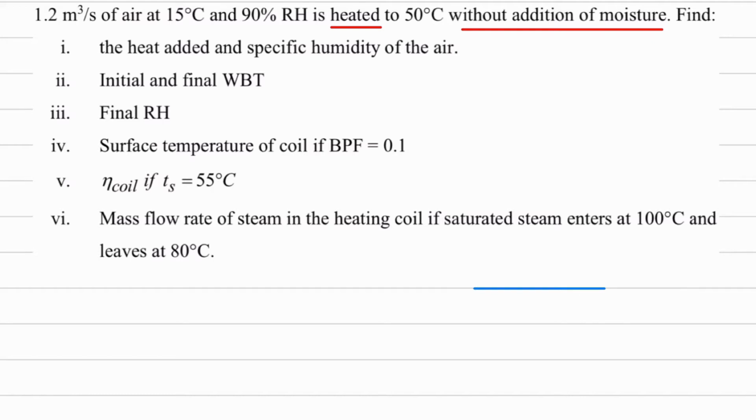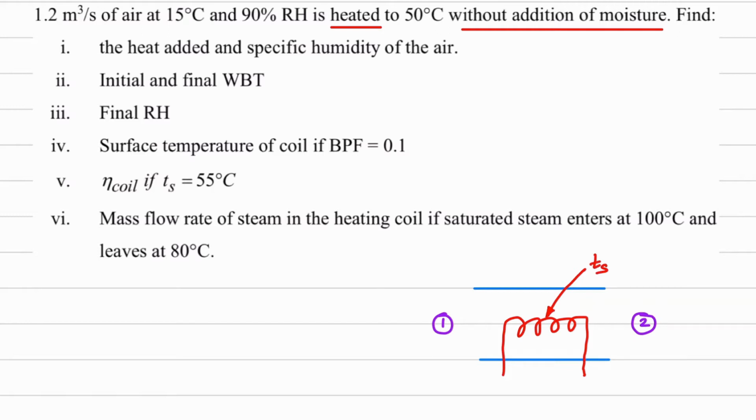Okay, so I'll draw a diagram here so that you can understand the setup. So suppose this is a duct. In that duct we have a heating coil. Air at entry, suppose that point is point number 1, and air at exit, it is at point number 2. The surface temperature of the coil, suppose that is Ts.